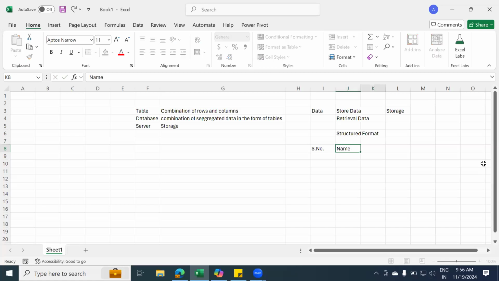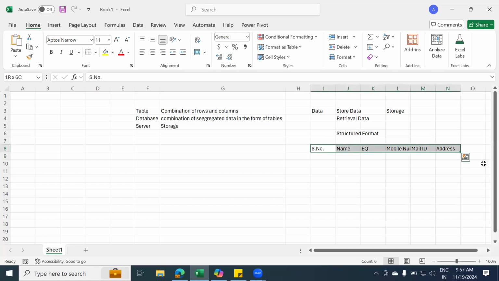Name, absolutely. Then education qualification. Let me mention this as EQ because I'm a very lazy fellow. I'm going with shortcut keys. So I mentioned this as EQ, education qualification. Anything else? So we need your mobile number. Absolutely. So I enter mobile number here. Then I take your mail ID. Then if required, I take your address. Now, if I want to capture your details, first I keep these headings. Under the headings, we store the respective data. Am I correct? So I enter name here.